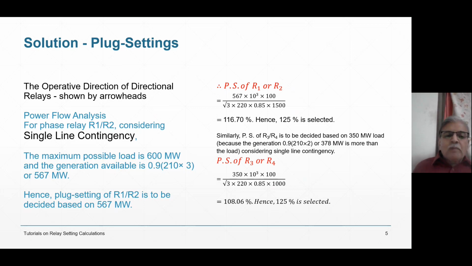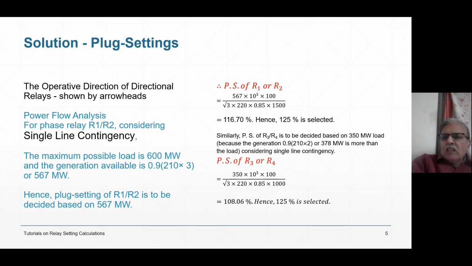600 megawatt cannot be fed by 567. So my setting will depend on 567. Load is 600, but I can feed only 567. So I will not be able to feed 600 megawatt. That does not mean that 600 megawatt will not be fed. The remnant load will be fed from generator set B. No problem. But for relay R1, only 567 megawatt will go.